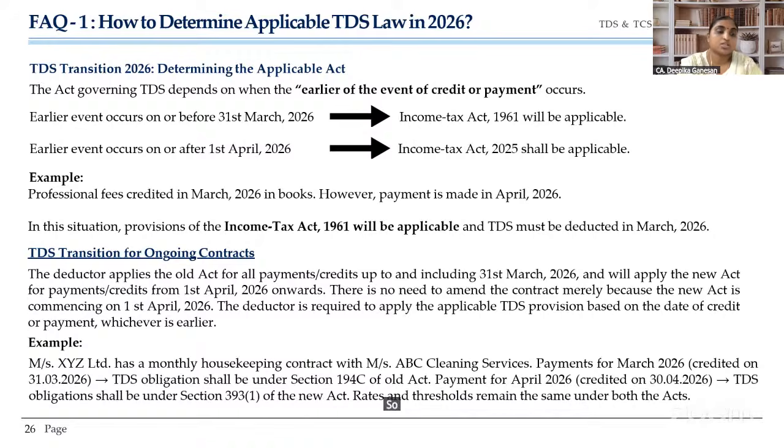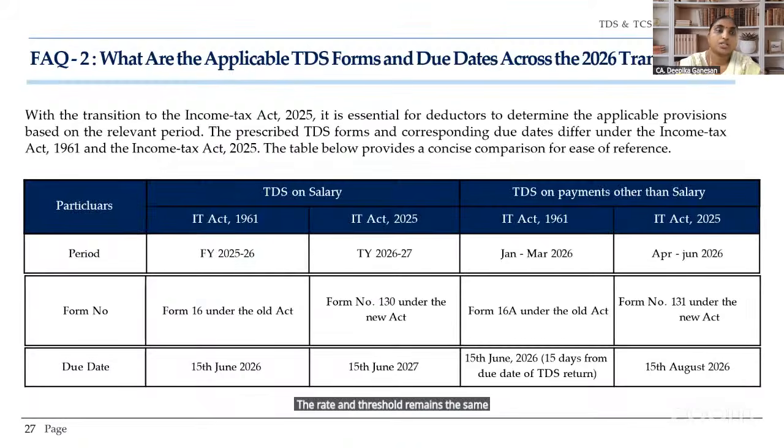Say XYZ Limited has a monthly housekeeping contract with ABC Cleaning Services. Payment for March 2026 is credited on 31st March 2026. In this case, the old Act will be applicable, section 194C. And payment for April 2026 is credited on 30th April 2026. Then TDS will be under the new Act, section 393 subsection 1. The rate and threshold remain the same for both the Acts.